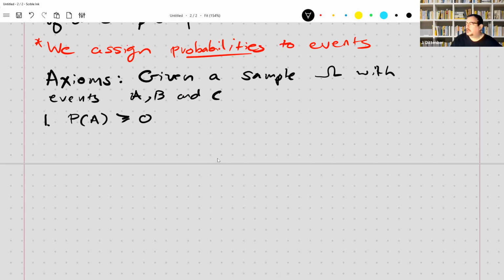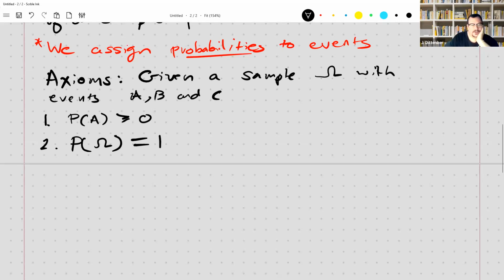Okay. And then the second thing is that we have that the probability of omega, which is to say that you can think of it like the probability that the outcome that occurs will be in the sample space, is 1. So it must be the case that the only possible outcomes are in the sample space and there are no other outcomes than those, so that we could say the probability of omega is equal to 1.